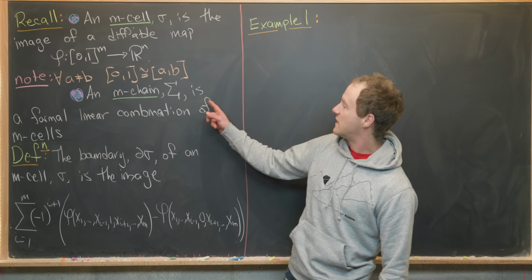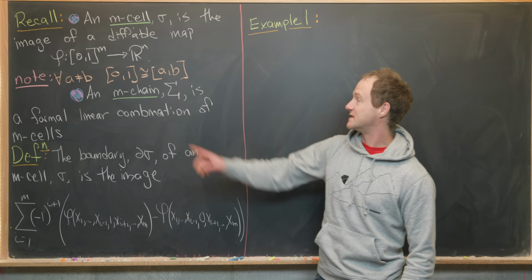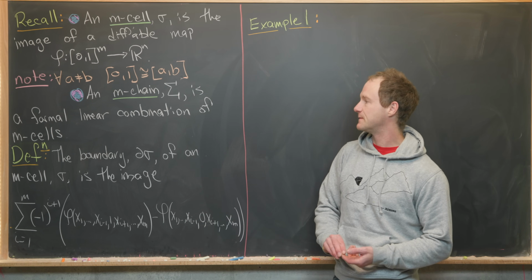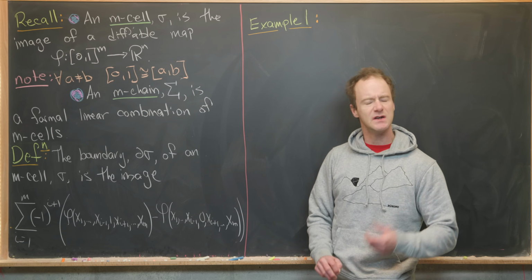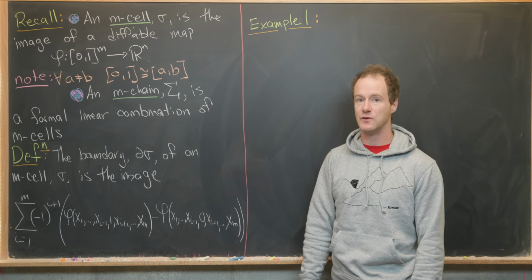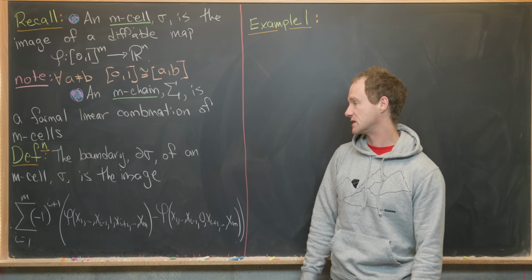Then an m-chain, which is usually uppercase sigma, is a formal linear combination of m-cells. Again, I'll let you look at that past video if you want to recall these things.